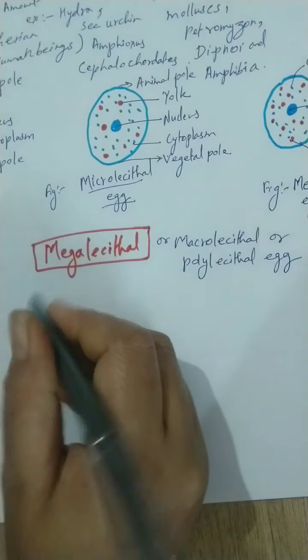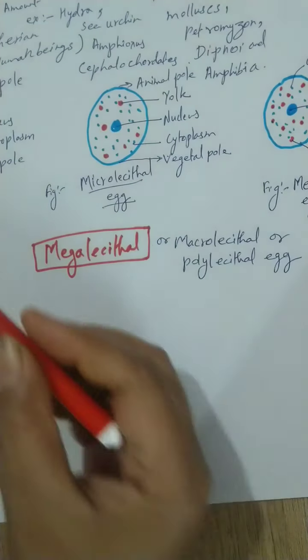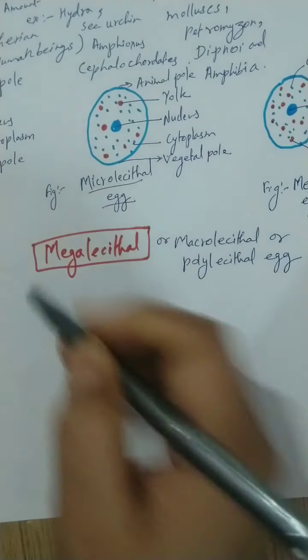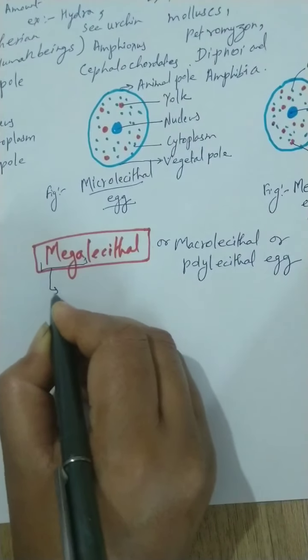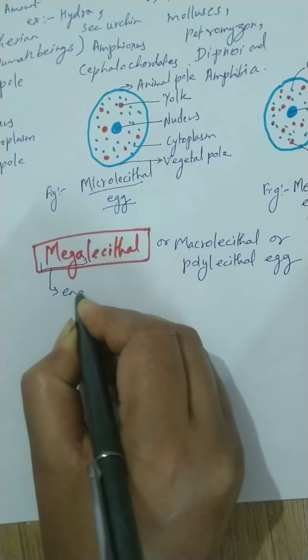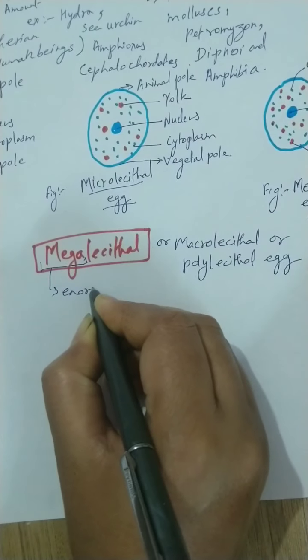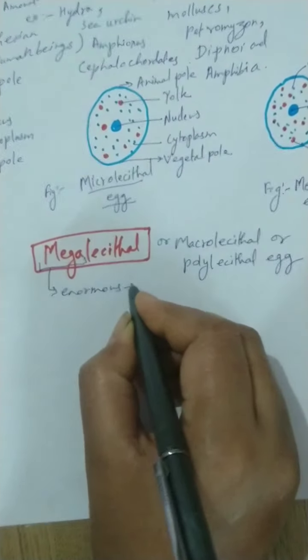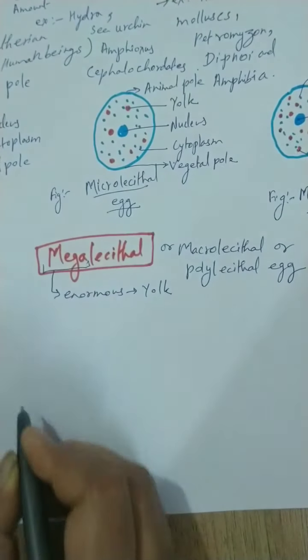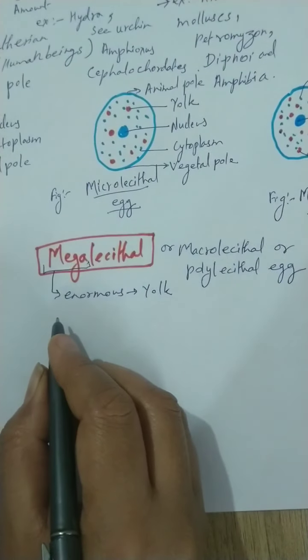These types of eggs contain enormous yolk. Mega means what? Mega means enormous, a high amount. An enormous amount of yolk is present in this type of egg.